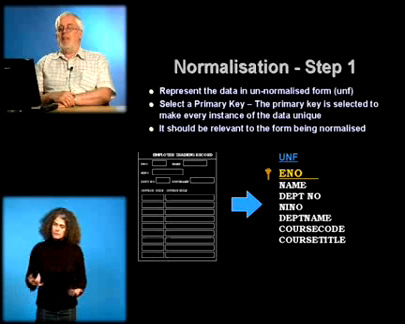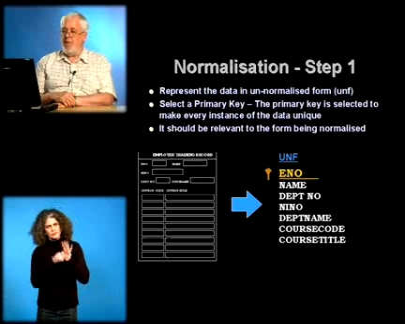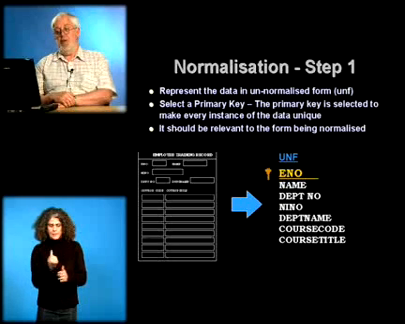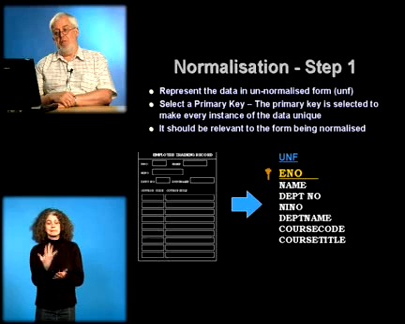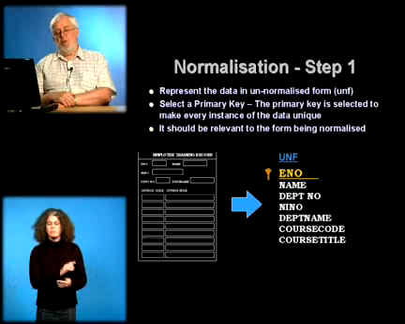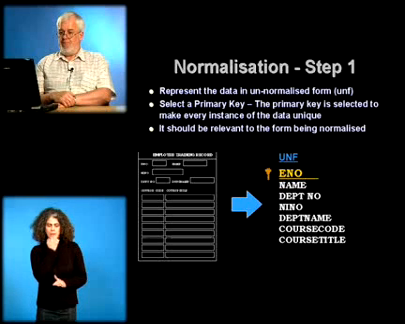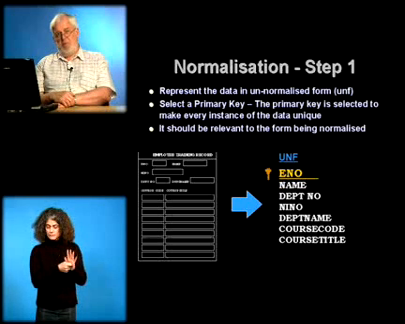And then we have to select a primary key for this data. The primary key is selected to make every instance of the data unique, and it should be relevant to the form being normalised. So in this example, we're choosing employee number. We could have chosen department number, but that isn't relevant to the form being normalised.